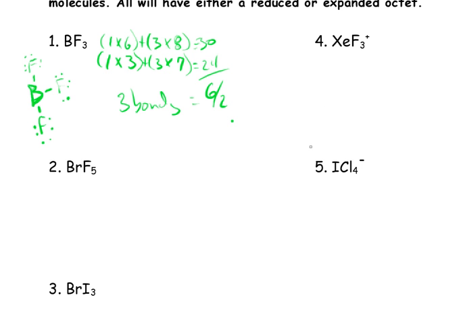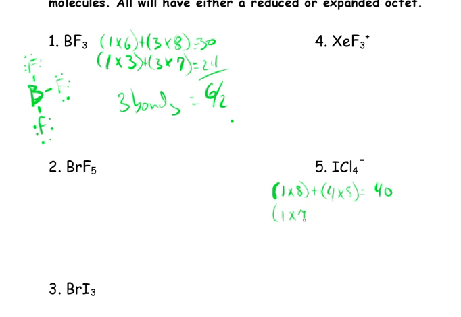Now, for an expanded octet, let's take a look at something like ICl4 with a negative charge. On the surface, this might not look like it has an expanded octet until we do our numbers to try to figure out how many electrons we would love to have, or how many that we need to be sharing. So we have 1 times 8 because there's 1 iodine, and there's 8 electrons that iodine would need to be happy. We have 4 chlorines. Chlorine would love to have 8 valence electrons, so this is going to give us a total of 40.